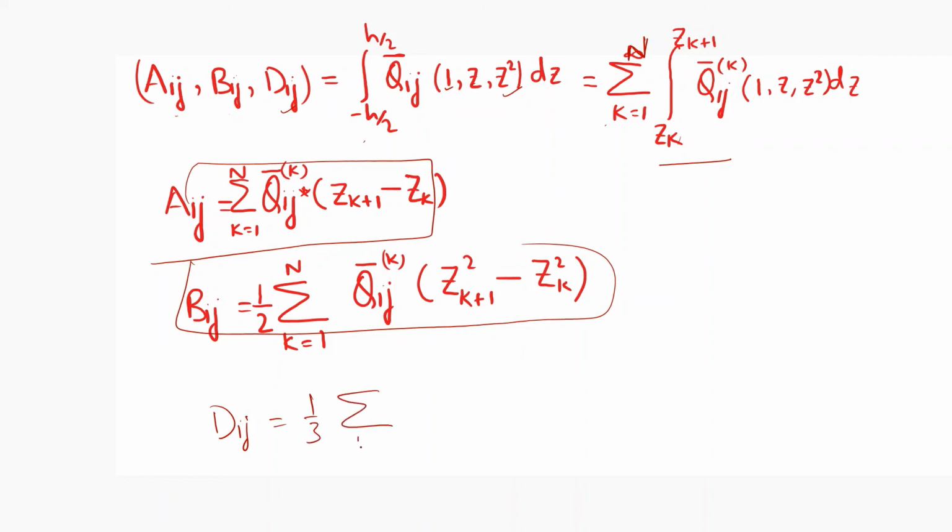1 by 3, summation k equals 1 to n, Qij bar of the kth layer, z(k+1) cube minus zk cube. So we will get this Dij from here.